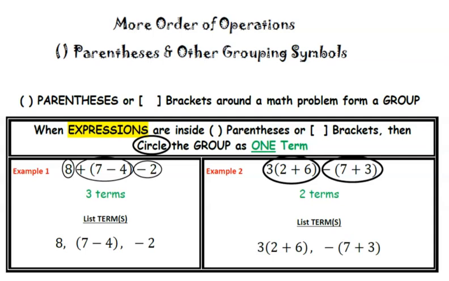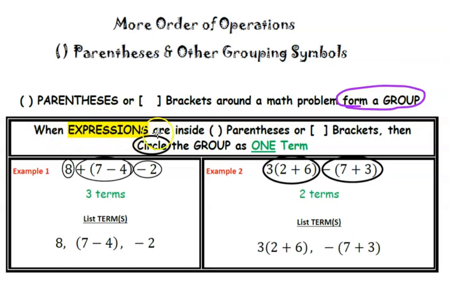All right, so now we are going to do a lesson that covers more order of operations. And this time we are going to add another piece to our order of operations, which is grouping symbols, parentheses, and grouping symbols. So parentheses are these little curved symbols here, and sometimes they look like this, with a little corner on them. Those are called brackets. And when we use parentheses or brackets around a math problem, it forms what we call a group.